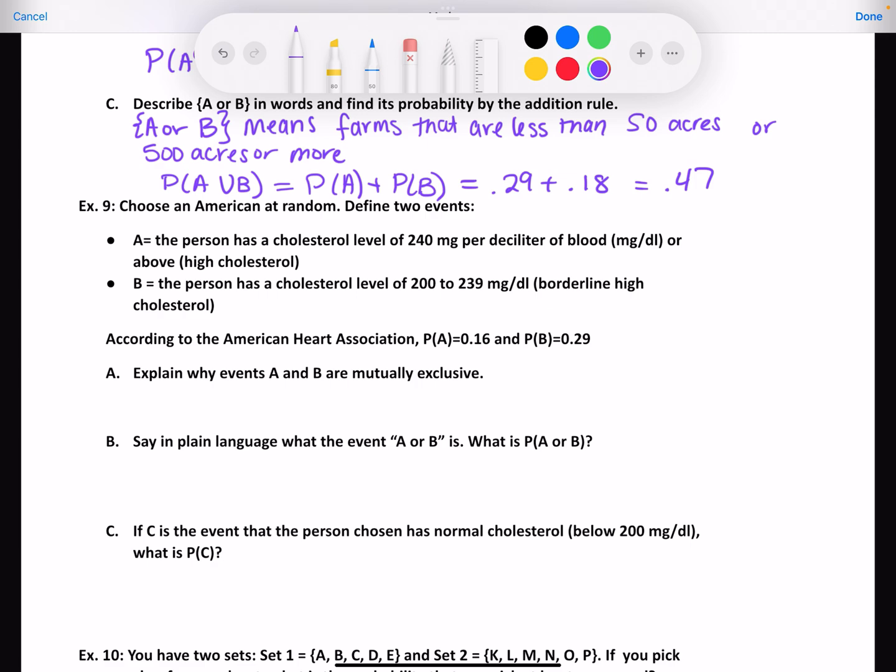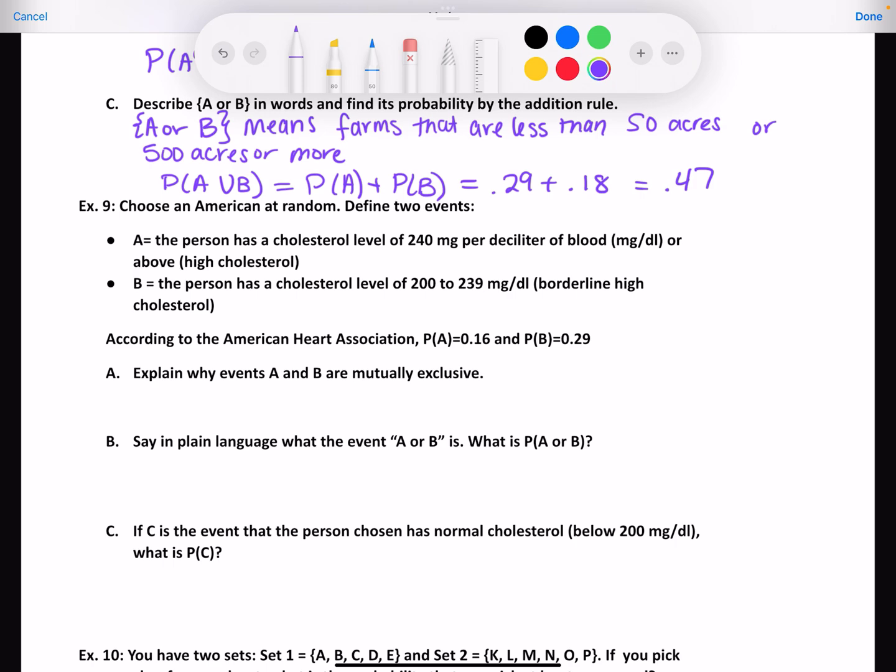Choose an American at random. Define two events. A, the person has a cholesterol level of 240 milligrams per deciliter of blood or above, which is high cholesterol. B is the person has a cholesterol level of 200 to 239, which is borderline high cholesterol. According to the American Heart Association, the probability of A is equal to 0.16 and the probability of B is equal to 0.29. Explain why events A and B are mutually exclusive.